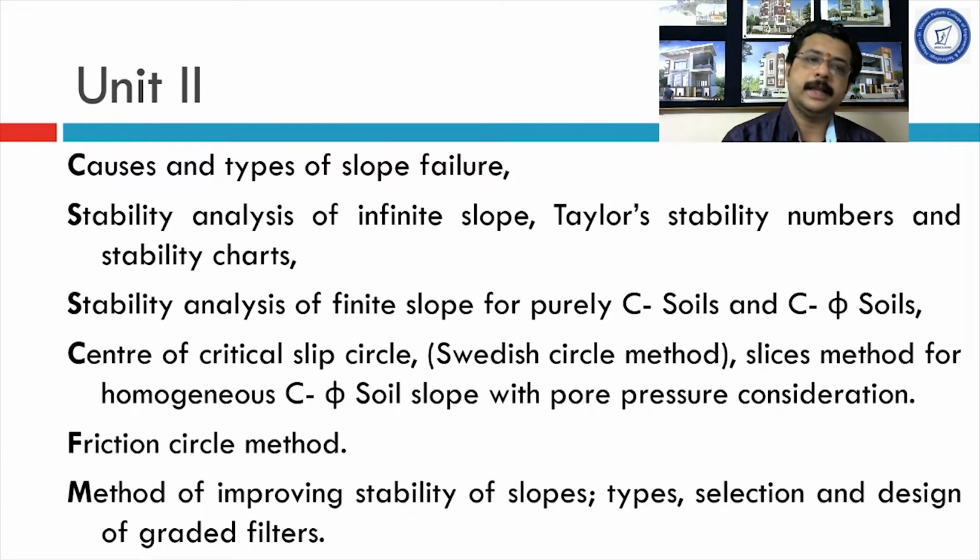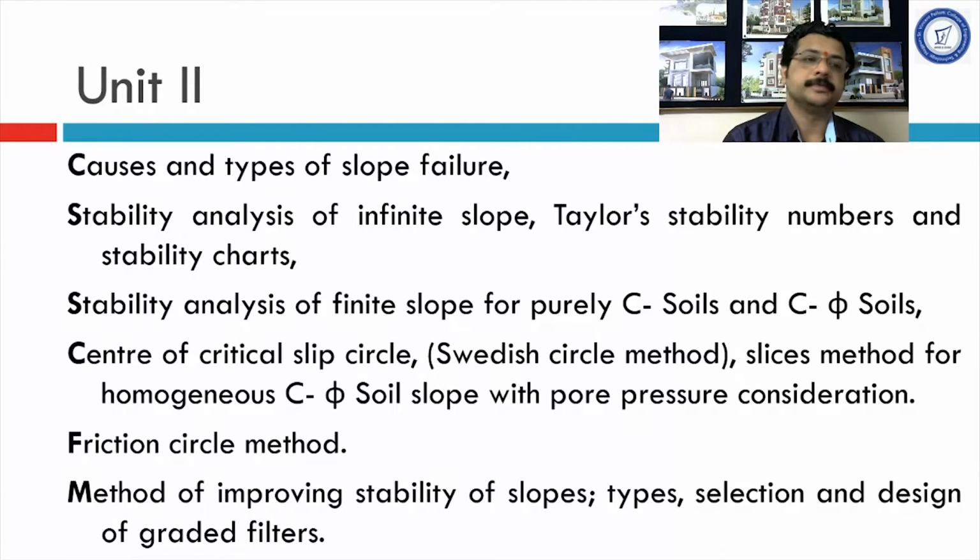Then methods for analysis of slopes, that is the Swedish circle method and friction circle method. These methods we will learn, and at the end, what are the methods for improving the stability of slopes. In this way, these are the contents we are going to cover under Unit 2. So what will be the course outcome or learning outcome of this Unit 2? The learning outcome will be that we will be able to analyze a given slope, whether it is stable or unstable.